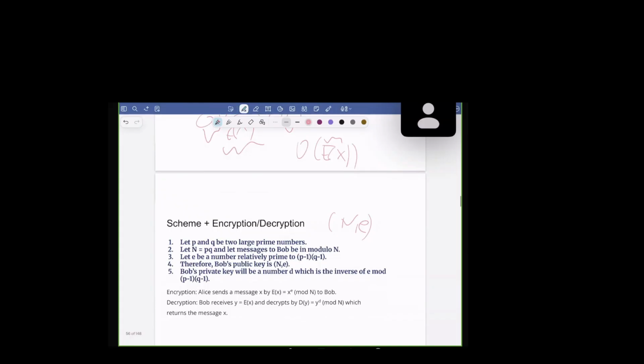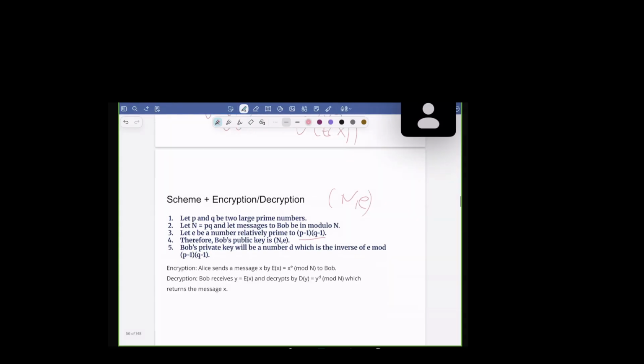Now, E is relatively prime, also known as coprime, to the product of P minus 1 and Q minus 1. So we're going to say that Bob's private key will be D. The private key is seen by Bob and Bob only. No one else accesses the private key but Bob. What is the inverse of E mod (P minus 1)(Q minus 1)? I might refer to this as R just for simplicity's sake, so just keep that in mind notation-wise.